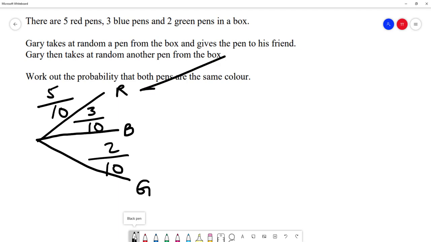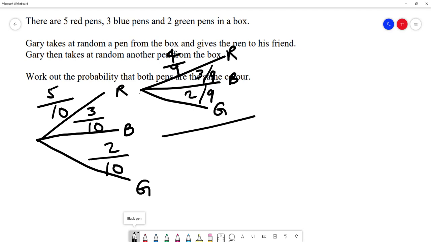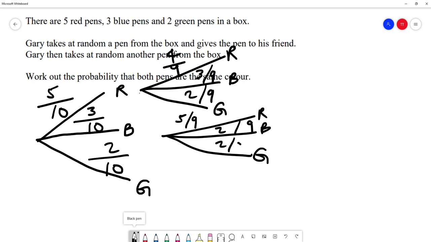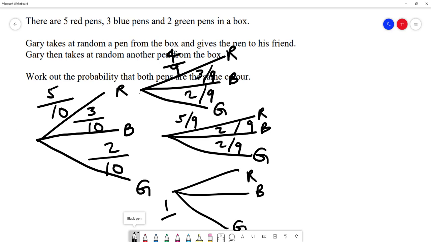So remember the technique here, we deliberately choose the same color again. So we choose another red pen, which is going to be 4 out of 9. The other colors are unchanged. That's 3 out of 9, 2 out of 9. Then we do the same for blue. We deliberately choose another blue pen, which is 2 out of 9. The others are unchanged, so that's 5 out of 9, and that's 2 out of 9. And we do the same thing here. We deliberately choose a green again, so that's 1 out of 9. So we get 5 out of 9, 3 out of 9.